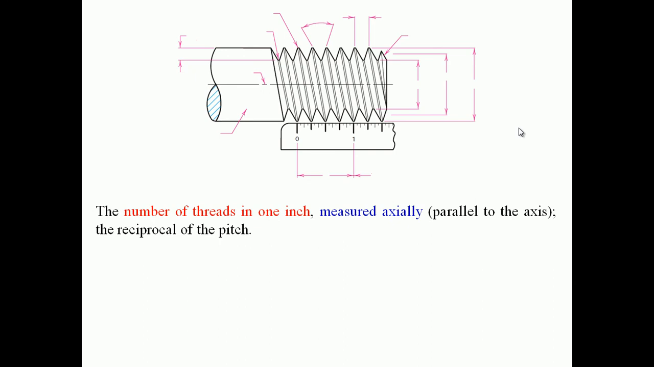So the number of threads in 1 inch. You can refer to these 2 points. The number of threads in 1 inch should be measured axially, that is parallel to the axis. It is the reciprocal of the pitch. So you know that it's known as threads per inch.